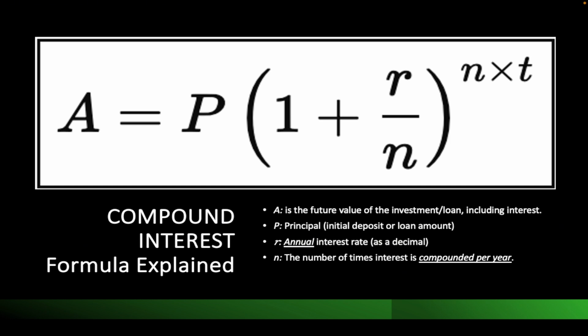All right, and what about the T? That's the last variable that we have here. The T is the number of years the money is invested or borrowed for. So don't confuse the N and the T here.